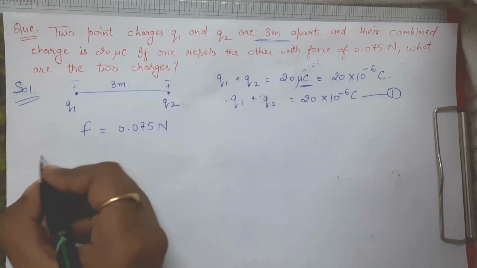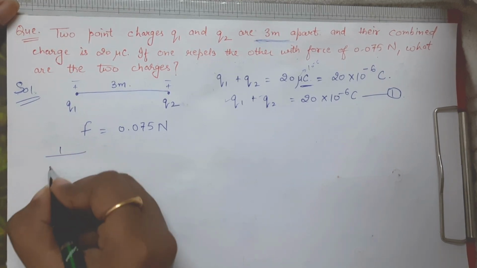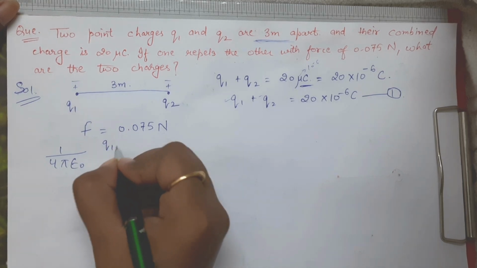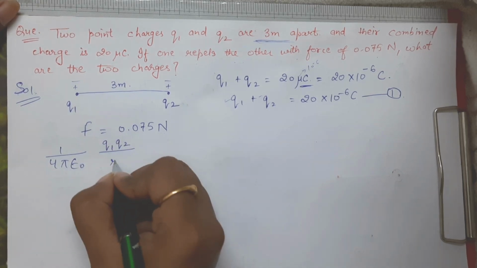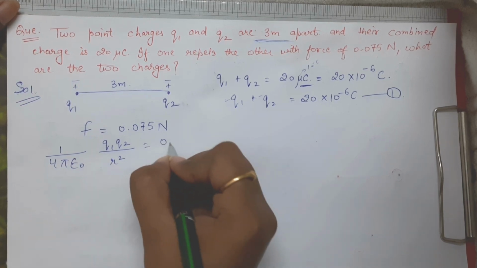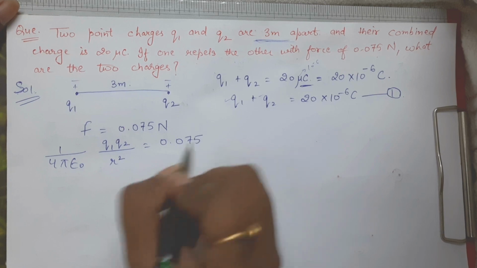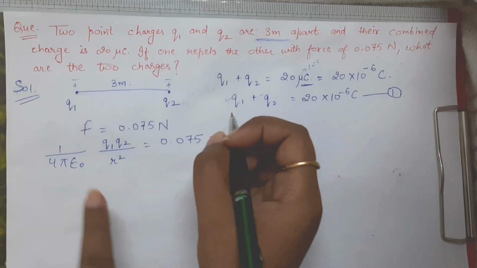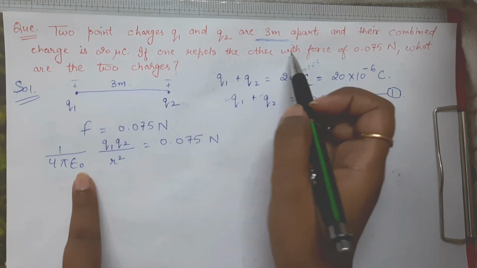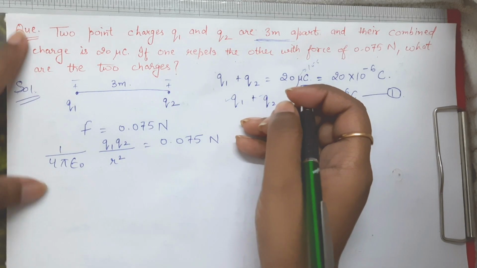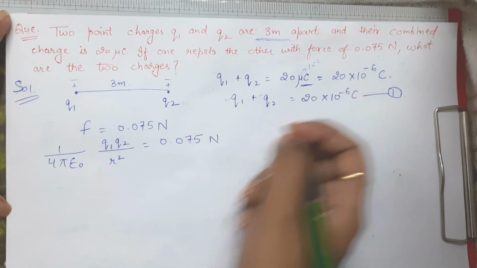So what is the formula of force according to Coulomb's law? That is 1 by 4 pi epsilon naught Q1 Q2 by R square. And this value of force is equals to 0.075 Newton, that is given in the question. So now why I have taken epsilon naught? Because medium is not specified. So if medium is not specified, then we are going to take epsilon naught, that is medium is vacuum.